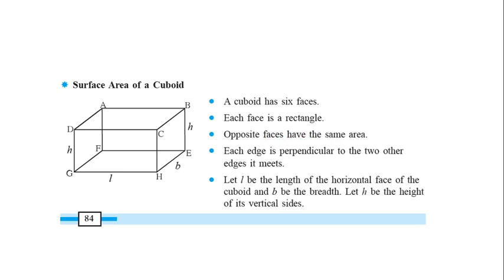Opposite faces have the same area. So the area of whichever face is in the front will be the same as the area of the face opposite to it, that is the one behind. Each edge is perpendicular to the two other edges it meets. All the angles are always 90 degrees. Let L be the length of the horizontal face of the cuboid and B be the breadth. Let H be the height of its vertical side. So this is L, this is B, and this is height H. Length, breadth and height.